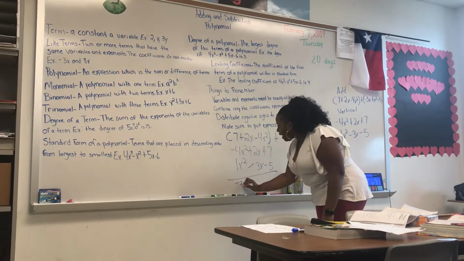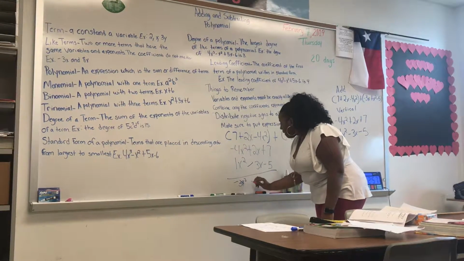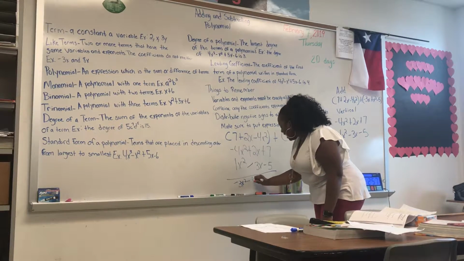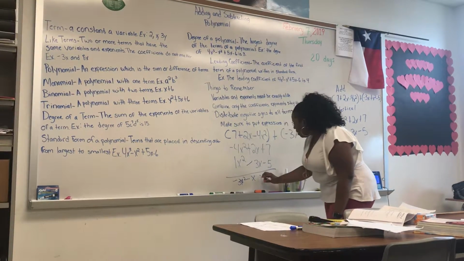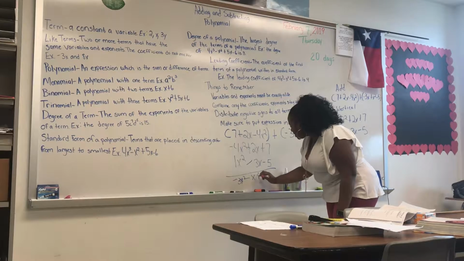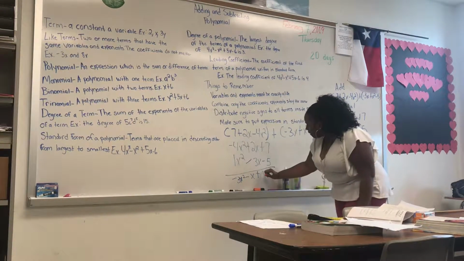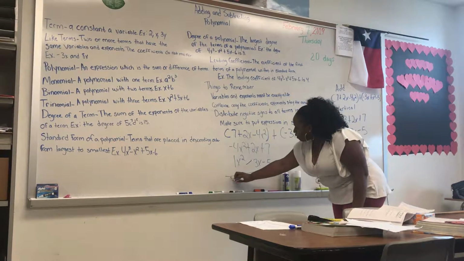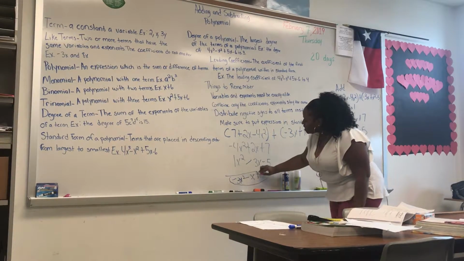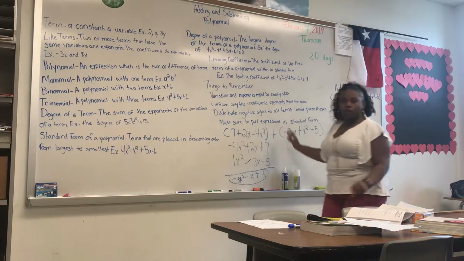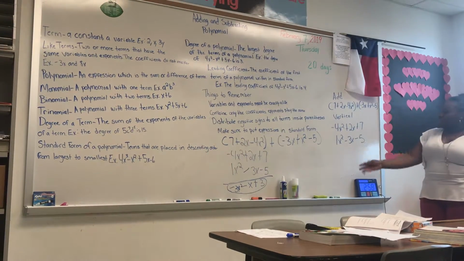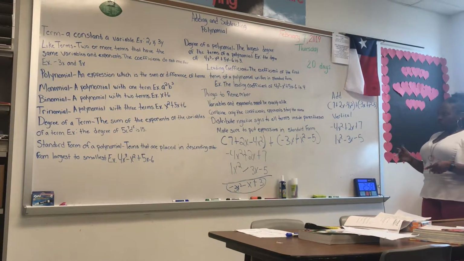All right, so what I will do is negative 3x squared minus x plus 3. And this is how you get your answer in vertical form. All right, this is how the answer will come out in your vertical form.